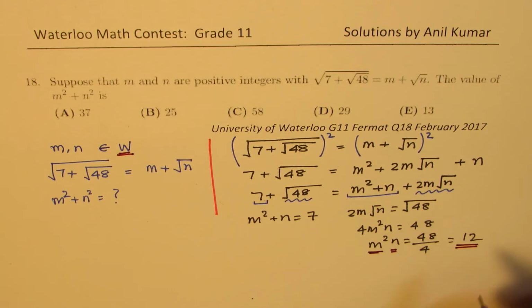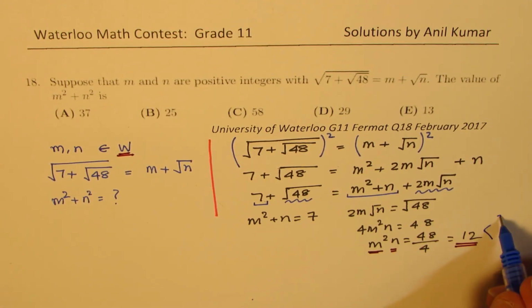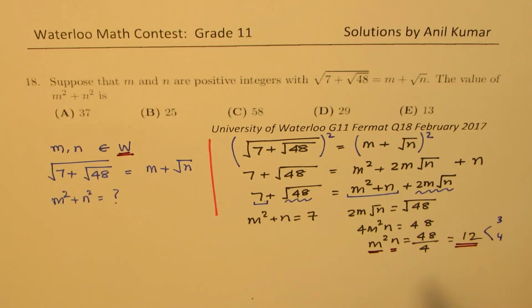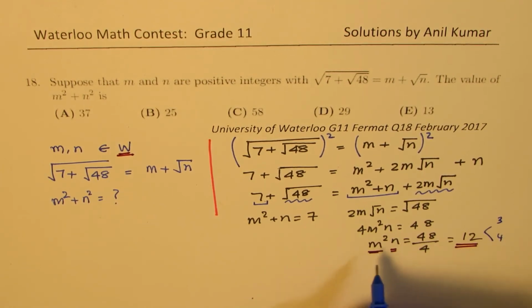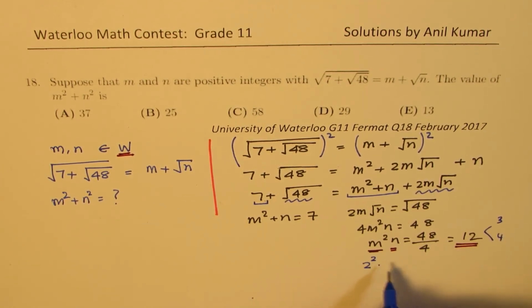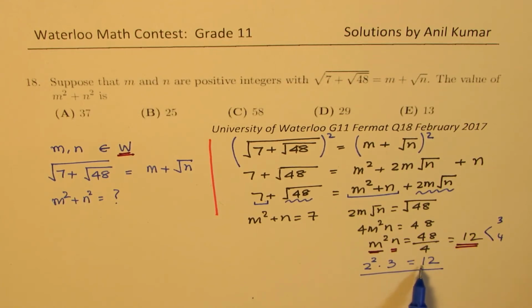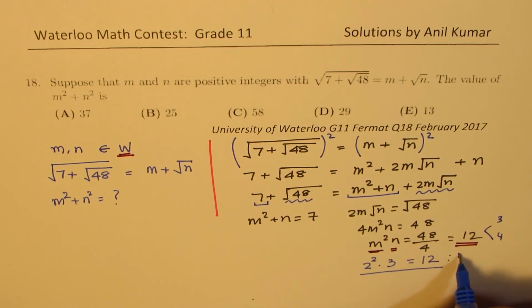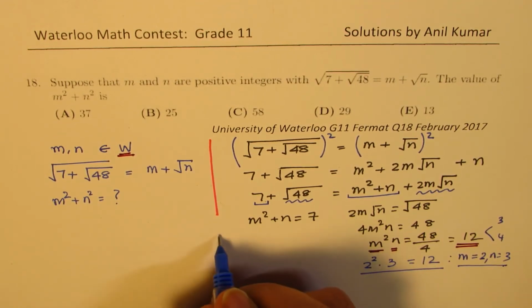The factors of 12 could be 4 and 3, or I can write 3 and 4. Correct? So that gives you a suggestion that this could be 2 square times 3 equals 12. So that makes sense, correct? So one of the possible solutions, which you can definitely see from here, is that n is 3 and m is 2, right? So that gives you a clue, right? So we get from here that m equals 2 and n equals 3. So that is possible. Let's check the possibility.